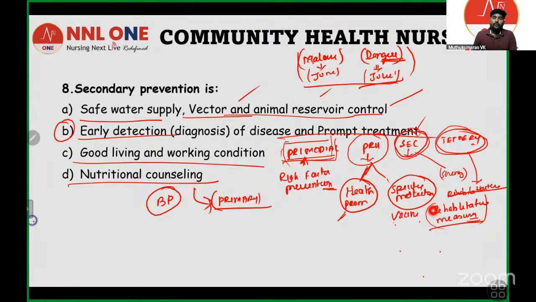Primordial, primary, secondary, and tertiary levels of prevention. From this, definitely one question is compulsory. Whether it is MSc, NORCET, or any sort of nursing officer exam, there will be one question. Please be cautious in attending, because I am just giving an example of BP measurement. You should apply your knowledge while you are answering.